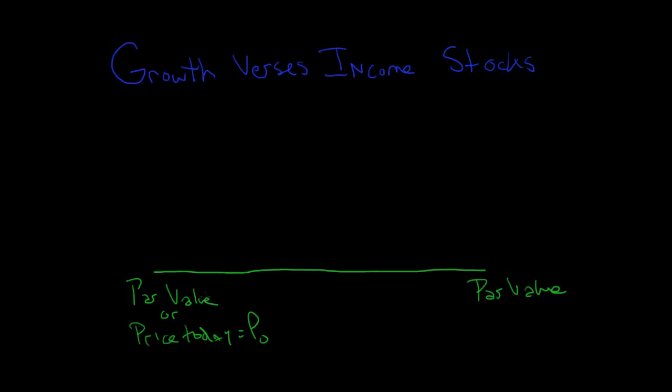Now, here's a visual representation of what we'll call a preferred stock, income stock, and growth stock. So this green line here represents the par value. Now, if this was a preferred stock, the par value here would equal the par value in the future, because all the dividends are paid out to a preferred holder, they don't have the appreciative value.